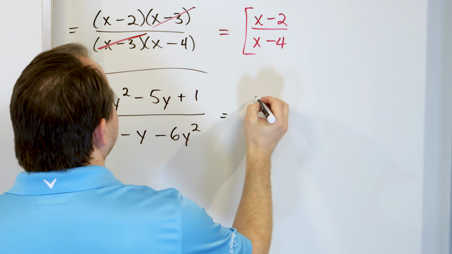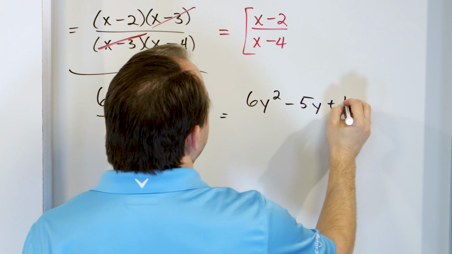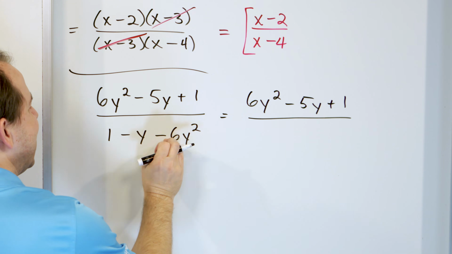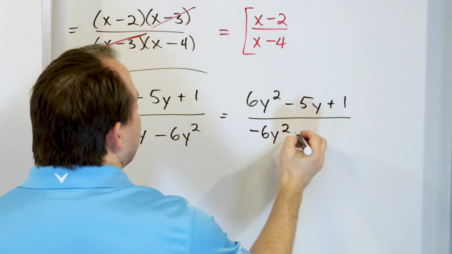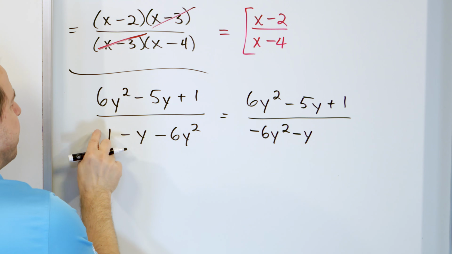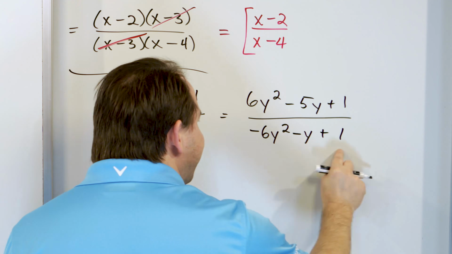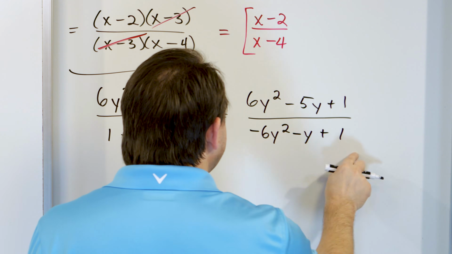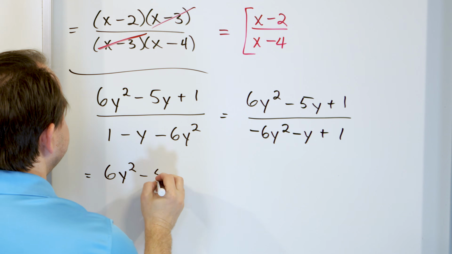So the very next step, we'll just recopy the numerator, 6y squared minus 5y plus 1. And the denominator, we're just going to flip it around. This will be the first term, but it's negative 6y squared. This will be the middle term, negative y. And this will be the last term, positive. Positive's in front, positive 1. Now again, I can factor it with a negative here, but it makes it a little cumbersome. So instead of factoring it the way it sits here, I'm going to rewrite the numerator one more time.